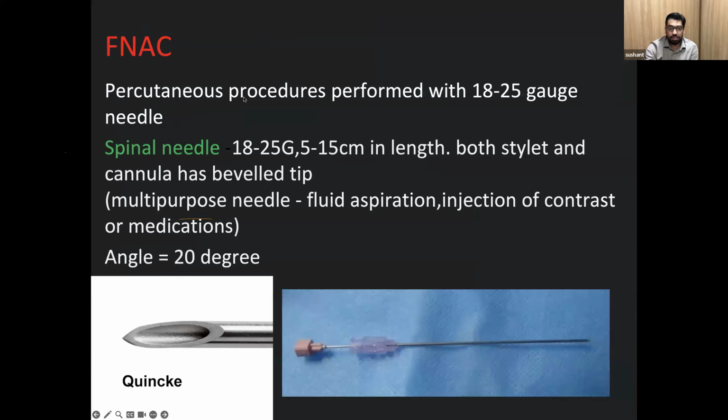To start with, fine needle aspiration cytology procedures are generally performed via small needles. These are 18 to 25 gauge needles, used to carry out small samples which are carried within the hub of the needle. Multiple FNAC needles are available. Most commonly used are the spinal needles, which are a type of Quincke needle. These have a beveled tip and a hollow inner space in which the tissue is collected.